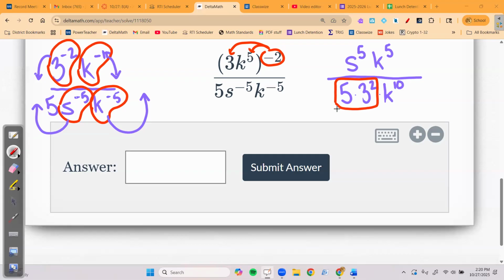What is 5 times 3 squared? It's not 5 times 3. Don't do that. It is 5 times 3 squared. 9 goes first, then you multiply by 5, and what do you get? 45. 45 is correct. Do not do 5 times 3. 3 squared goes first. So we're going to have 45 on the bottom.